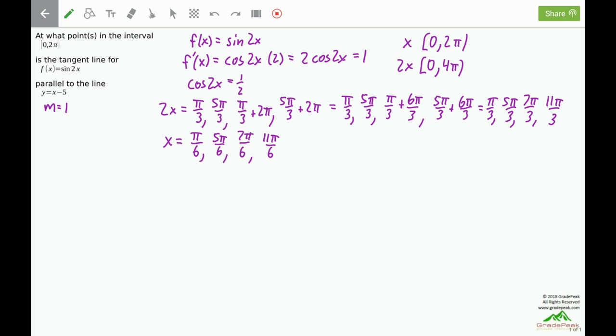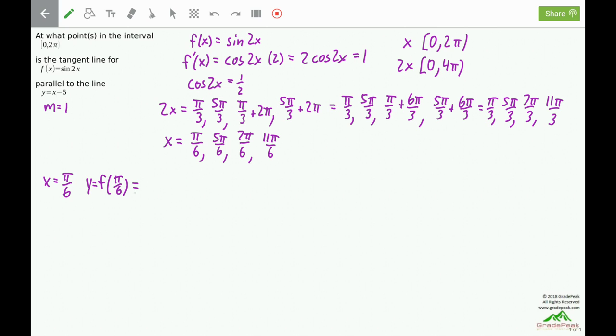Now we want the points, not just the x-coordinates. So what we need to do with each of these is go and find the corresponding y-coordinates. I'm going to start with x equals pi over 6. The y-coordinate will be found by plugging that in to the original function f. Make sure to plug it into f, not f prime.